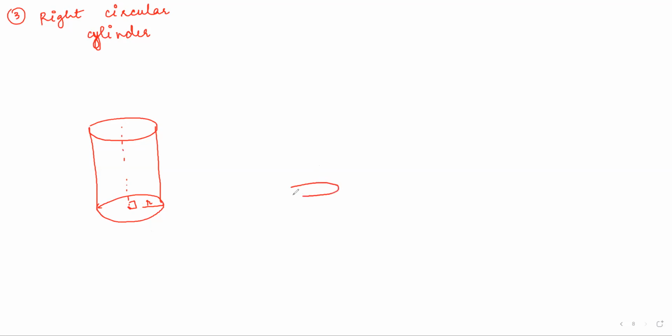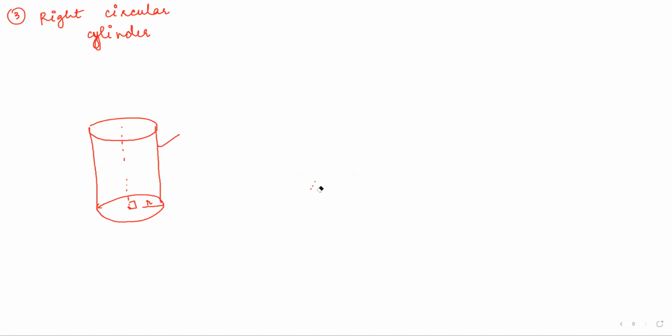Let's say this is the base and the shape is like this. It apparently looks like a cylinder, but it is not a right circular cylinder. Have you got it? So this type of cylinder is not in the syllabus. This one you have to study. This is a right circular cylinder.